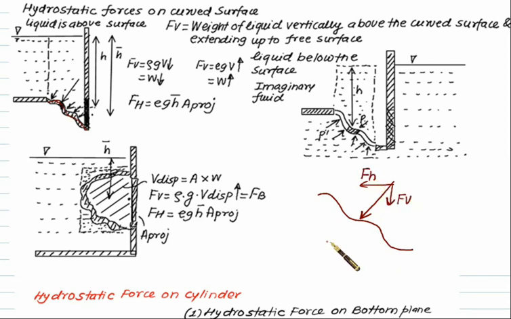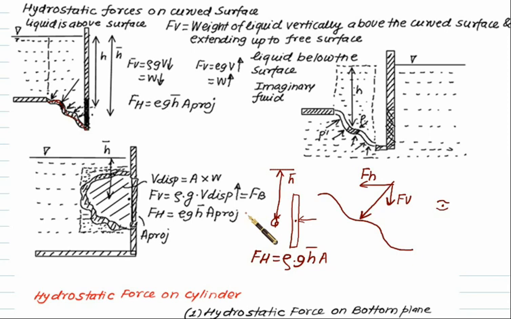To calculate the horizontal component, you have to see this area from this side. So project this area. If you project this, you will get a vertical plate like this one, and you will get FH. So to calculate FH, we have the same idea: FH equals rho multiplied by g multiplied by h bar multiplied by area. H bar is the distance of the centroid of the projected area from the free surface level.